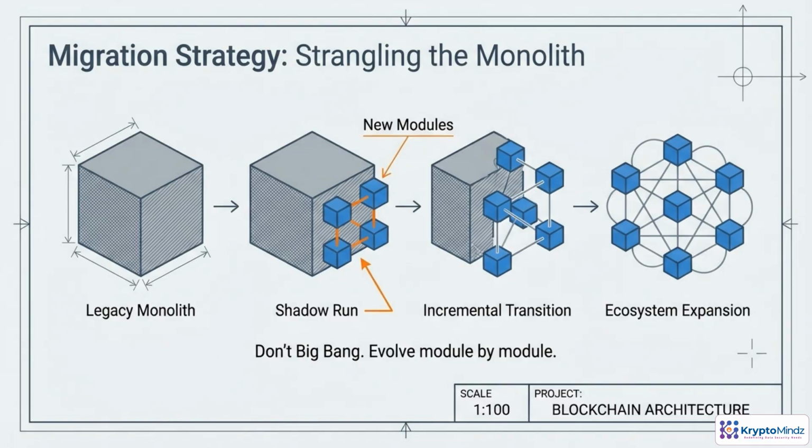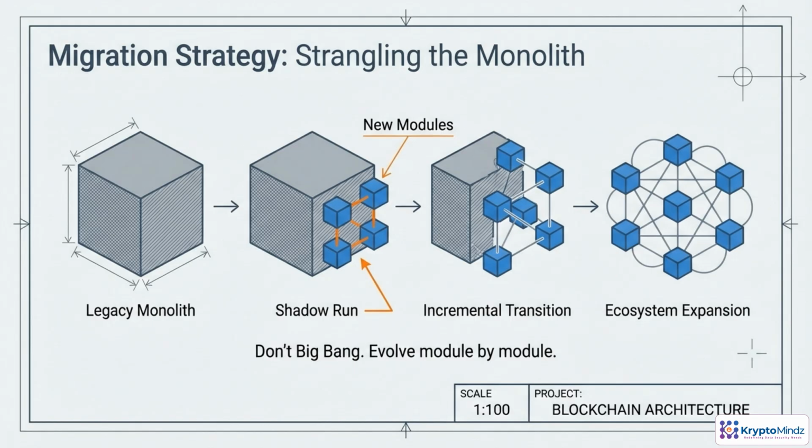Strangling the monolith is a migration pattern that trades a risky Big Bang cutover for steady, controlled change. You start with the legacy system fully in charge. Then you introduce new blockchain-enabled modules that shadow existing functionality. They receive the same inputs, but their outputs are monitored rather than trusted outright.